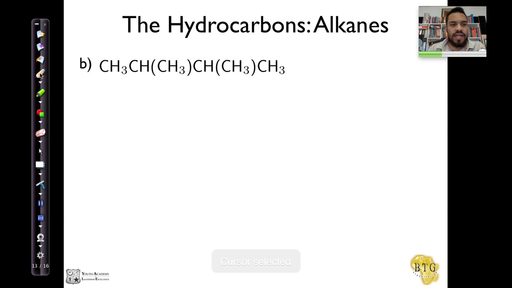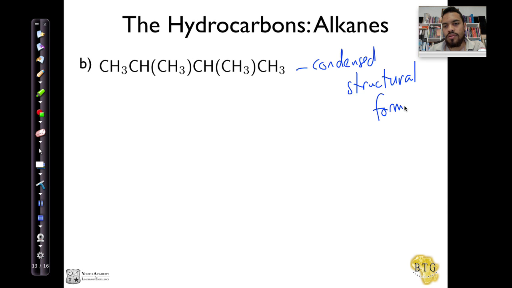What about this one? Now, this one is given in the condensed structural formula, right? In the condensed structural formula. So, I'm going to suggest that we draw it out first. And this thing in a bracket, that is a side chain. In other words, a branch. Let's draw this whole thing out.